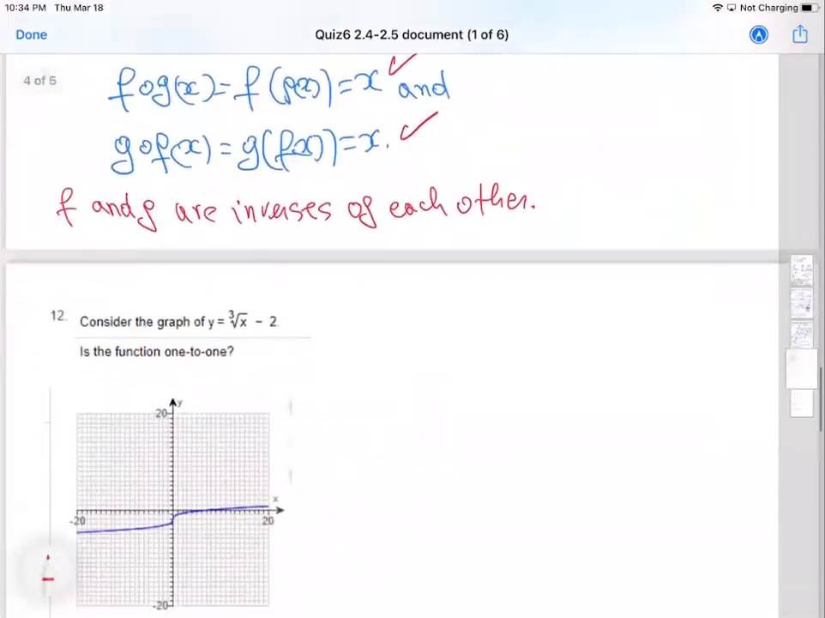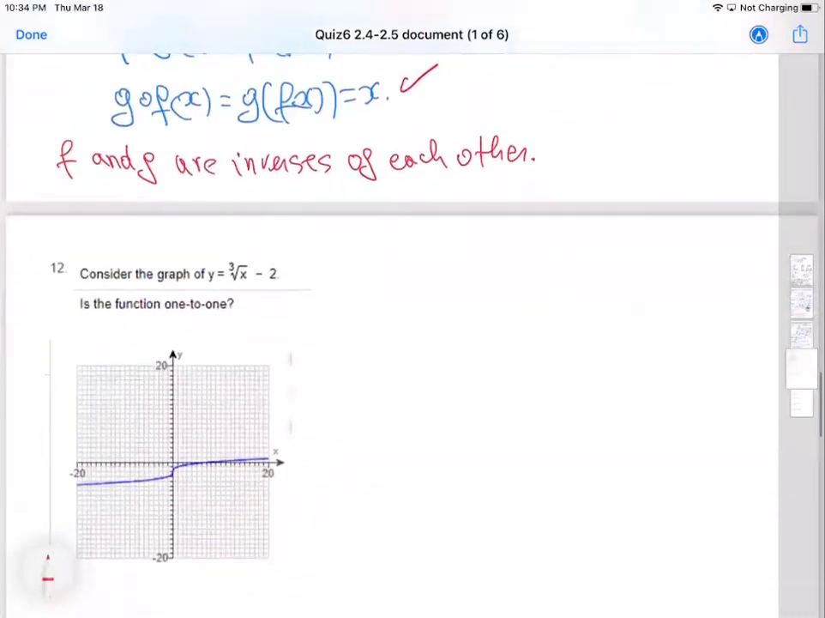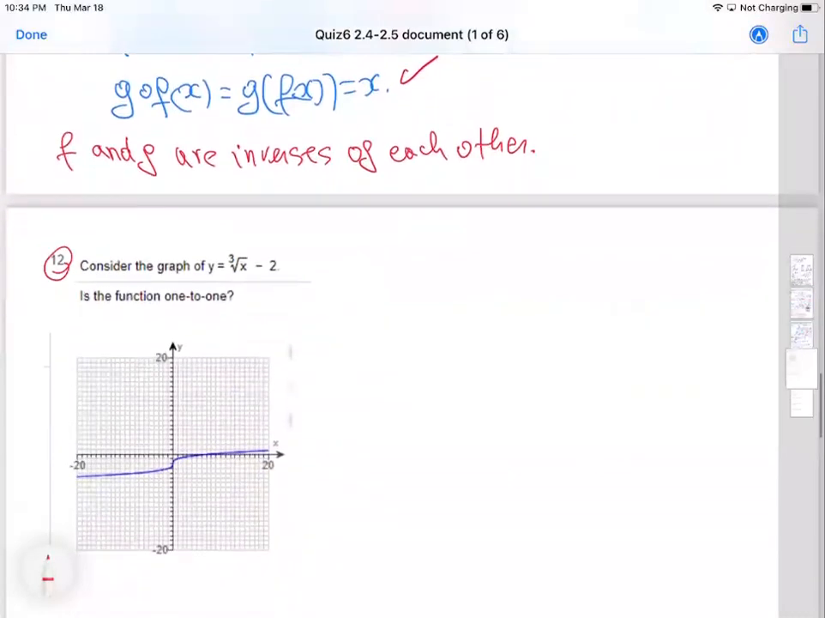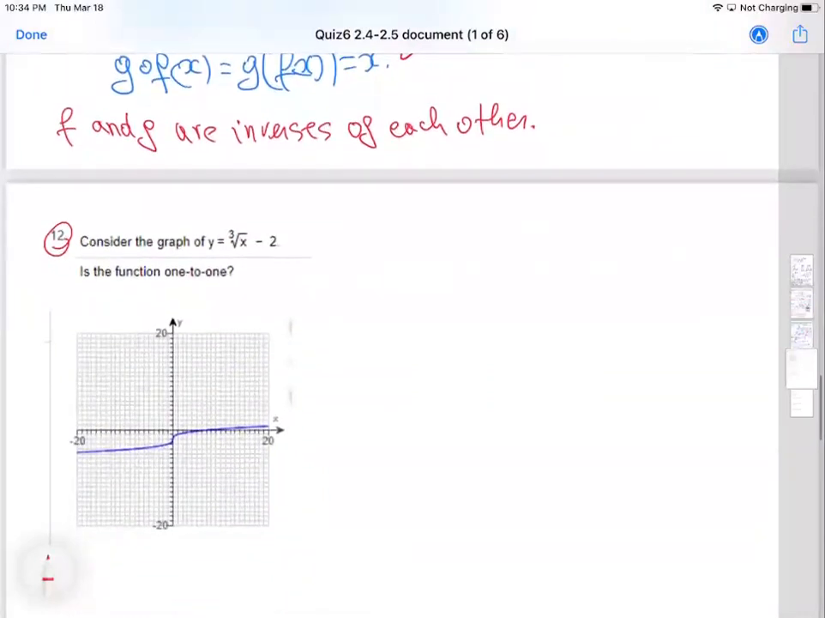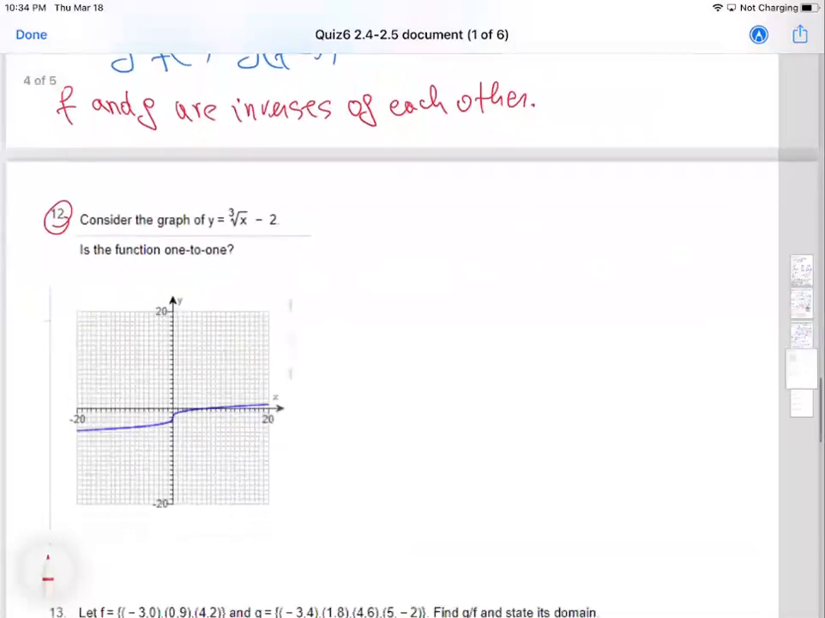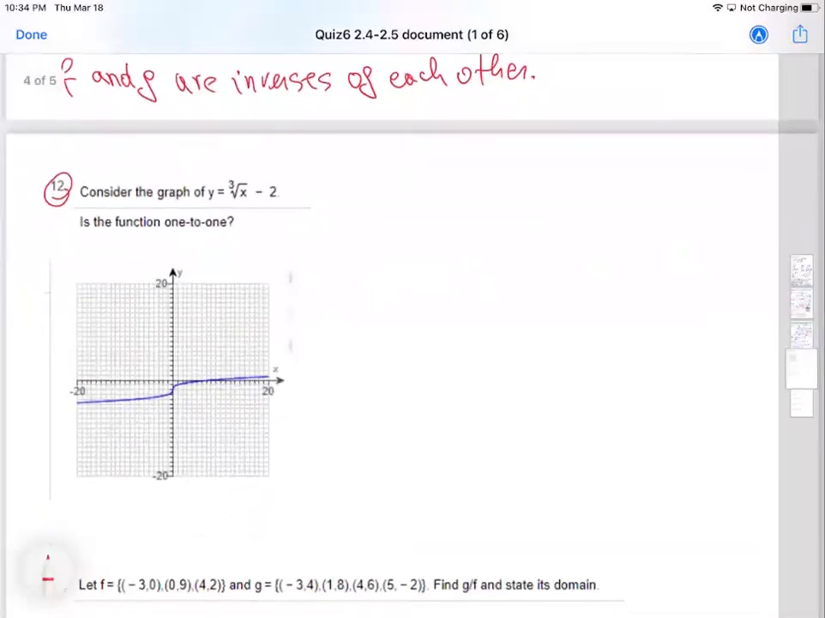Number 13. Oh no, I'm not on 13. I'm on number 12. Consider the graph of y equals third root of x minus 2. Is this function 1-to-1? All right, since they're giving us the graph, we can use the graph, and I did the example previously. We know that this is a function, so the vertical line test is passed. We need to do the horizontal test.